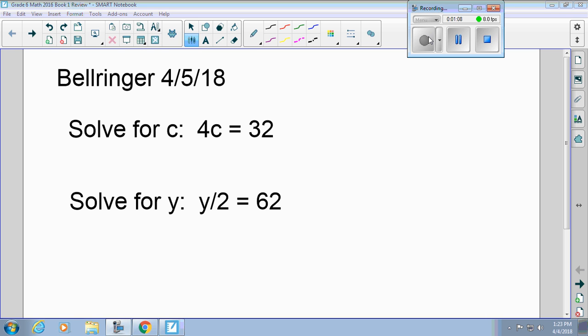We have a bell ringer, which says solve for C. So you have 4C equals 32. The first thing that I want to ask you guys is, what is this 4 called? And most of you are probably saying out loud right now, it's a coefficient. If I can spell it correctly. Coefficient, all right? And that means 4 times C equals 32. That's the operation going on there.